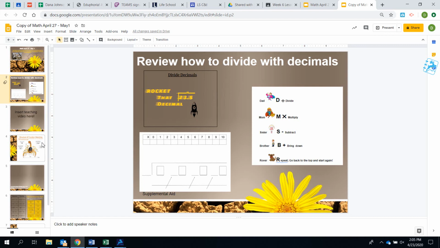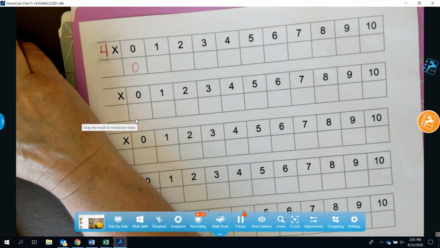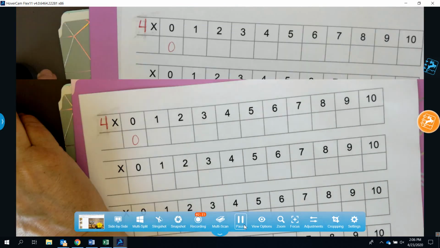We are going to, actually, you know what? Before we look at the slides, we're going to get started with our supplemental aid. So, I don't know why this is it's not doing a screenshot. Here we go.